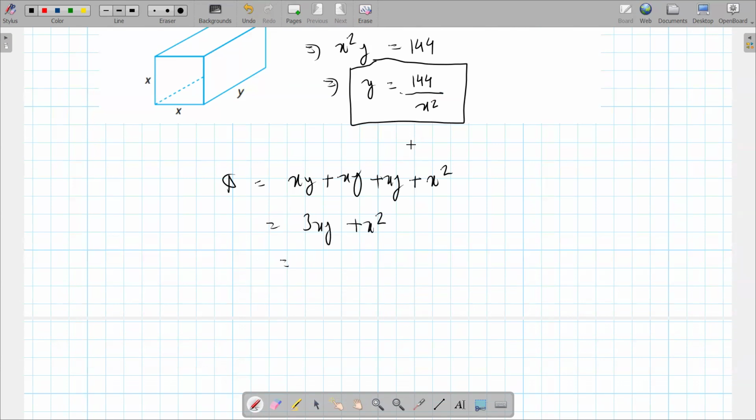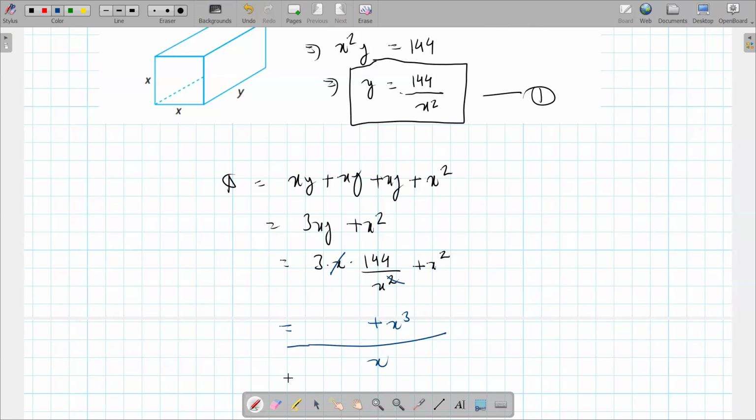Now I'm going to do a substitution. I'm going to call this 1. So we do 3 times x times what is y? It's 144 over x squared, plus x squared. This cancels out with the squared. I can even take an LCD if I want. I am going to do that because I don't like fractions. It's easier to deal with when you have an LCD.